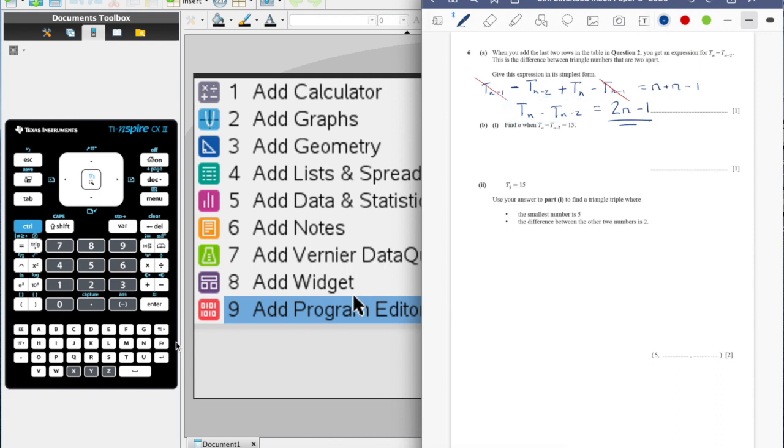Okay, find n when Tn minus 2 is equal to 15. Well, that's going to be when this thing here that we've just established, this 2n minus 1, equals 15. That's going to be quite an easy thing for me to solve. So I need 2n minus 1 to equal 15. And that's going to be obviously when 2n equals 16, which is when n equals 8.